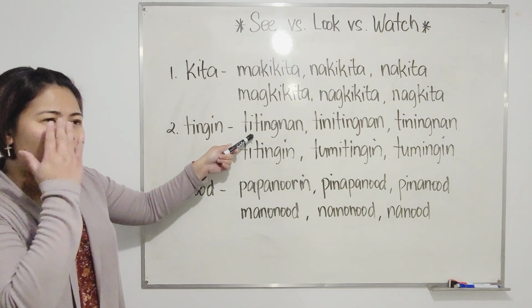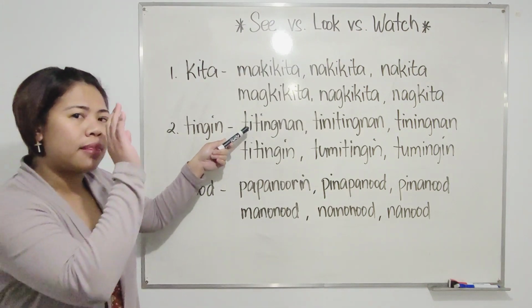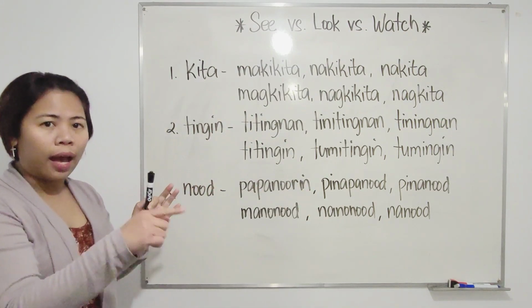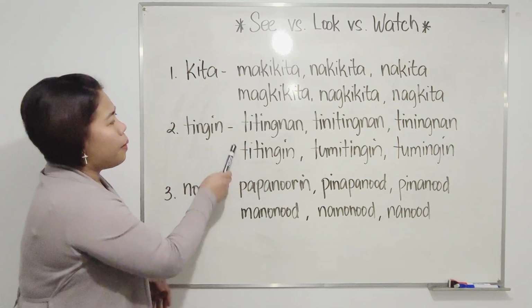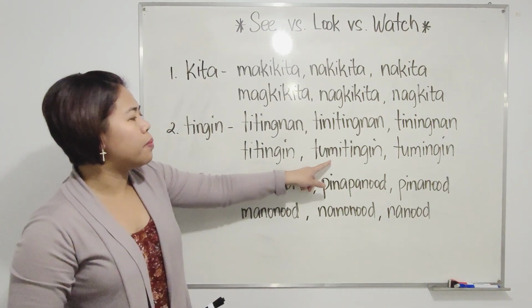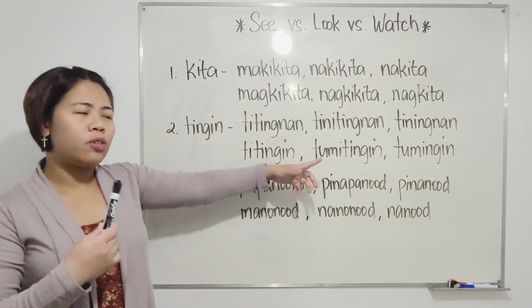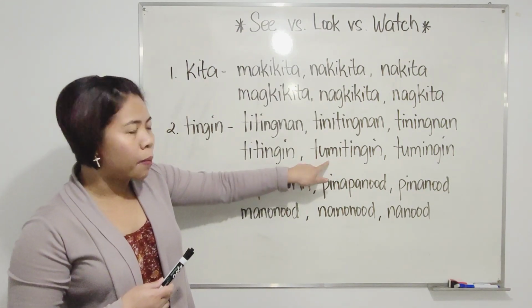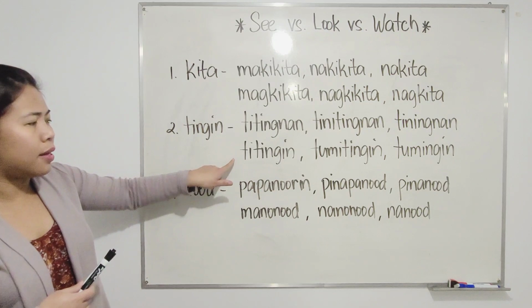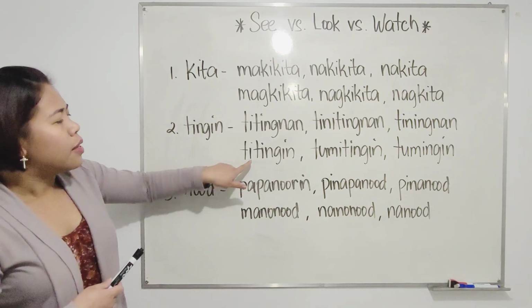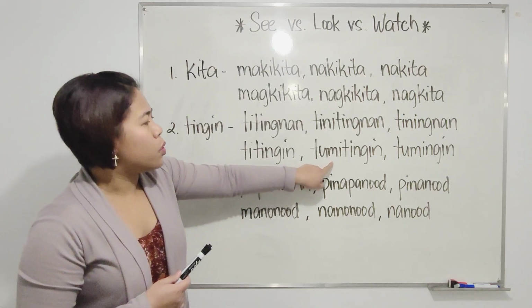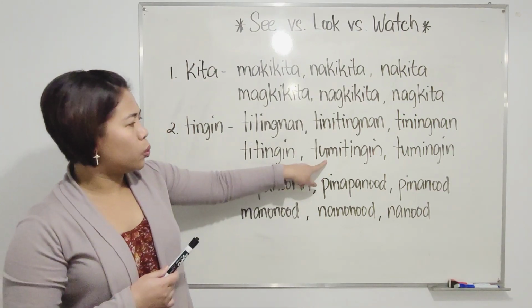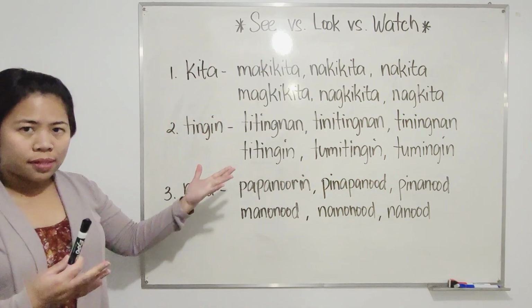so it means the one looking is not the focus but the object that he is looking at, which in our sentence was Betty. But if you are going to use the verb, because remember in the conjugation of the verb, the um is not present in the future tense. We just repeat the first syllable. Then, if you use tumingin, titingin, tumitingin, and tumingin, it's the same explanation.